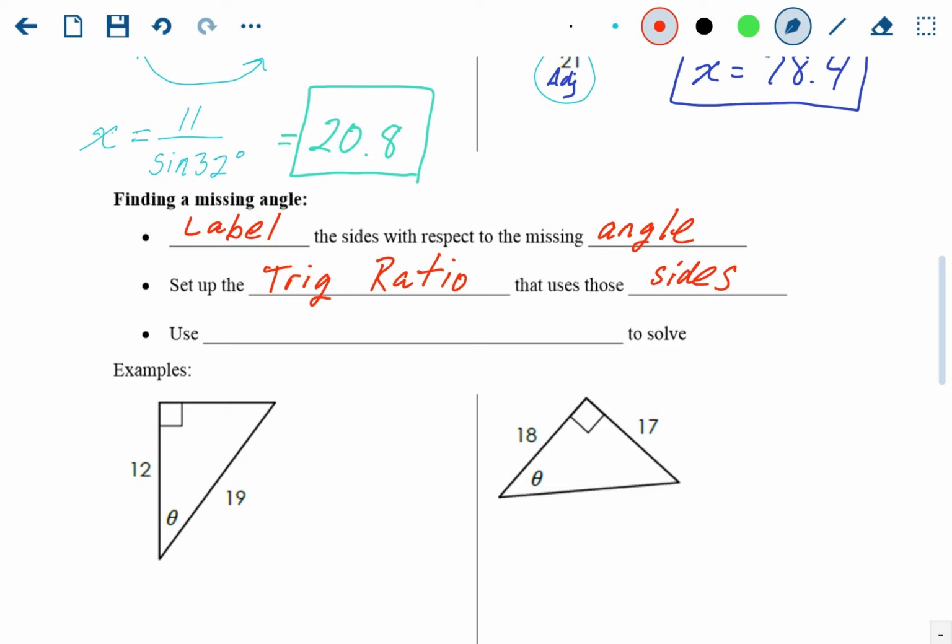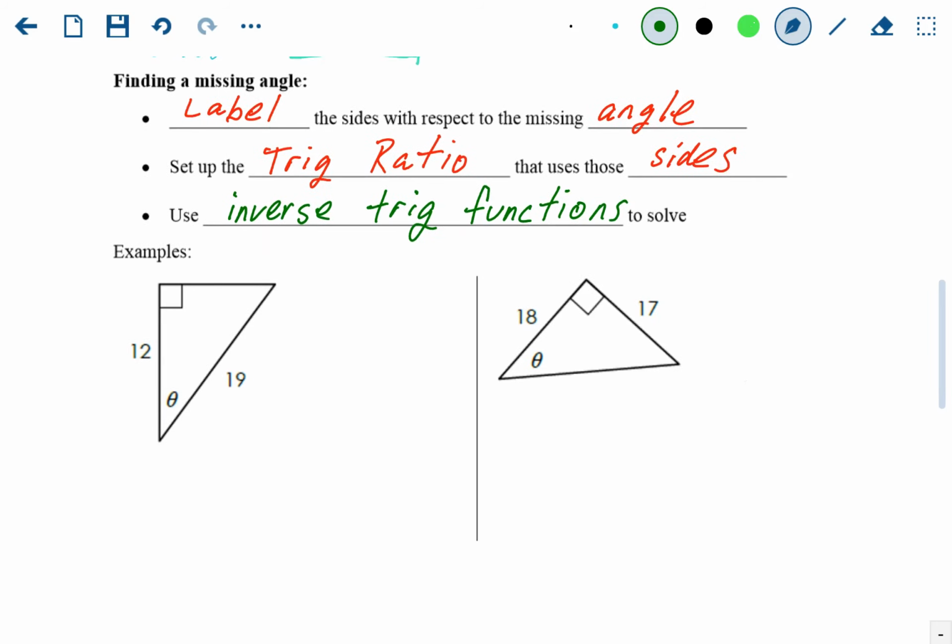And then remember, if you're missing an angle, you have to use the inverse trig functions to solve. So on the calculators, it would be second sine or second cosine. And you would just type in that fraction, and it should give you an angle out.